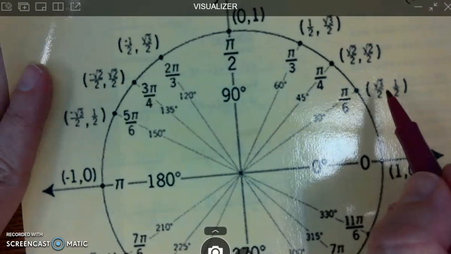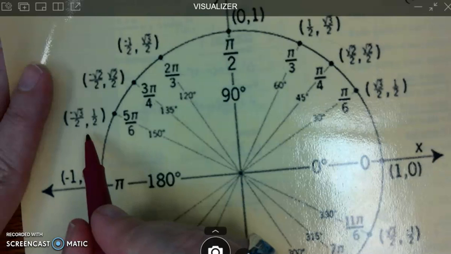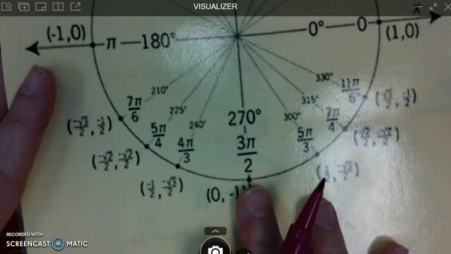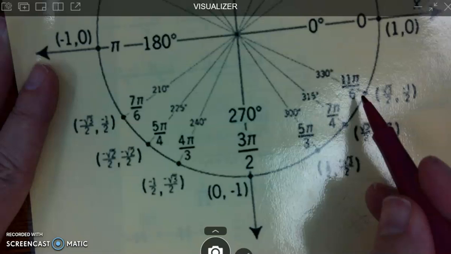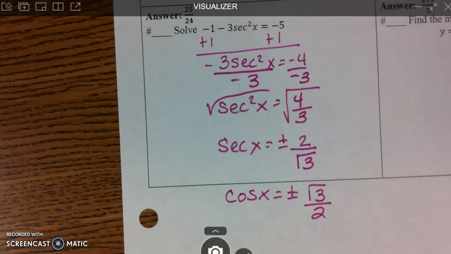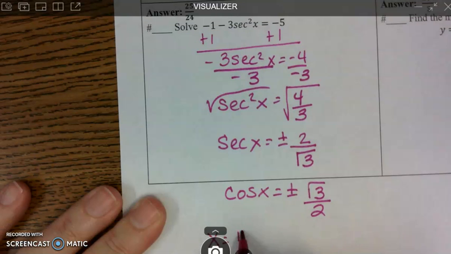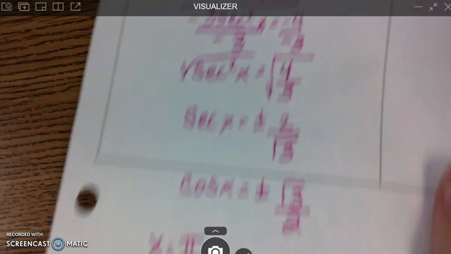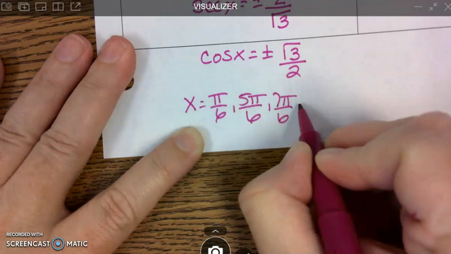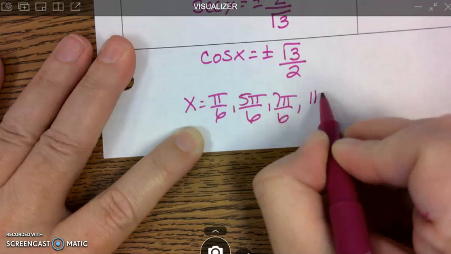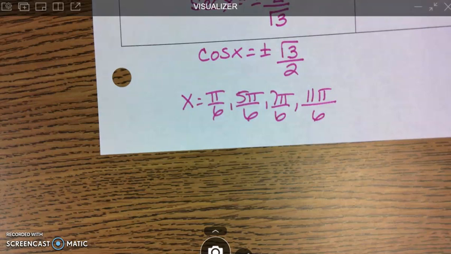Pi over 6. 5 pi over 6. 7 pi over 6. And 11 pi over 6. Okay. Now remember, all of these have to be the same: pi over 6, 5 pi over 6, 7 pi over 6, and 11 pi over 6. And again, just take a quick look-see. I should have all the same denominators.